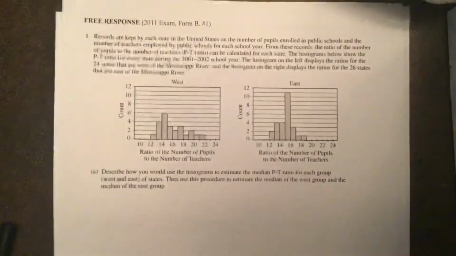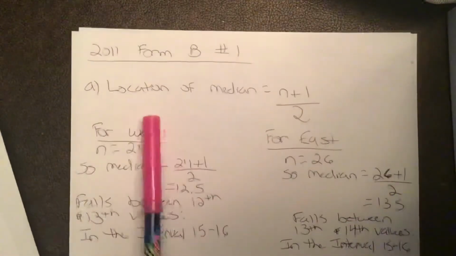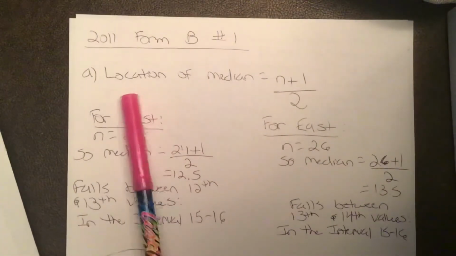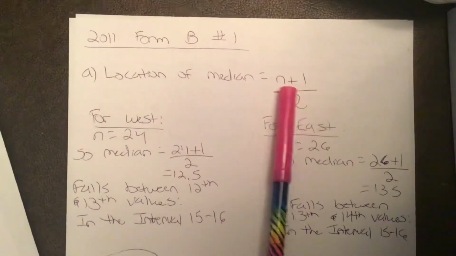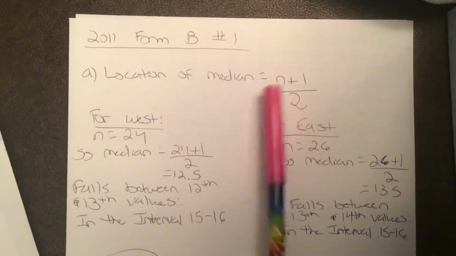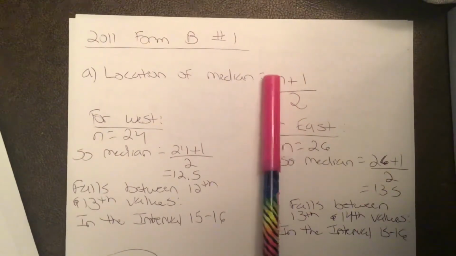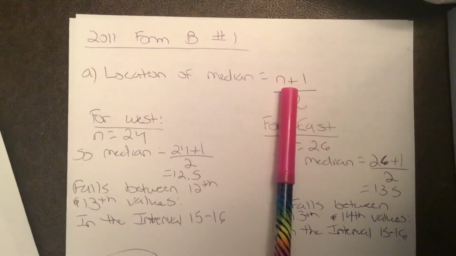So there's a little trick to help you find the median that we talked about when we were doing some review stuff. The location of the median is always equal to n plus 1 over 2, where n is your sample size, how many things you have in your sample.